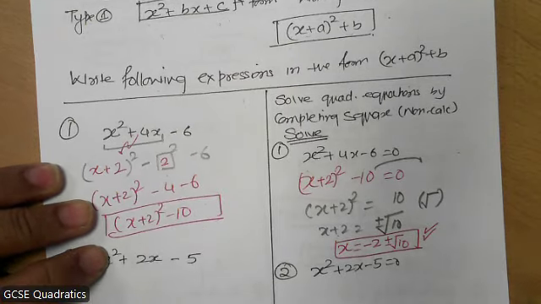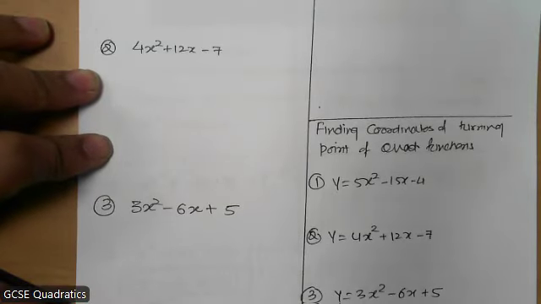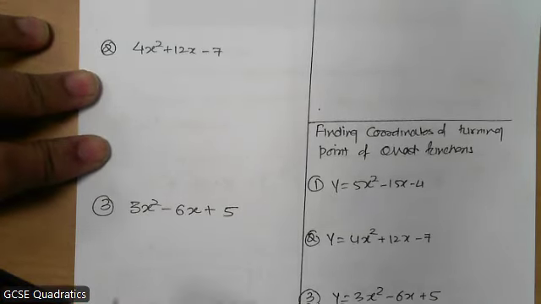If they ask me to find the answer in decimal places, I put this in the calculator one by one: −2 + √10, −2 − √10. Okay, that's how we solve the equation using completing the square, the simpler method. The next thing which comes is completing the square, the harder method.